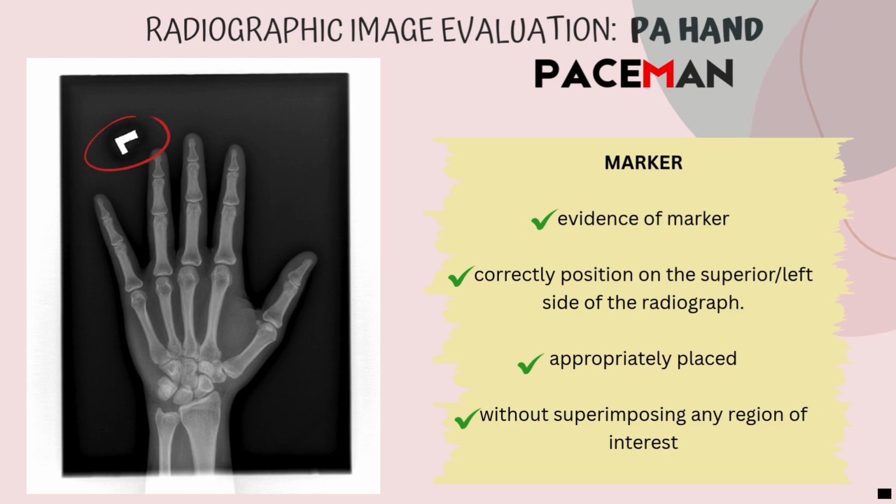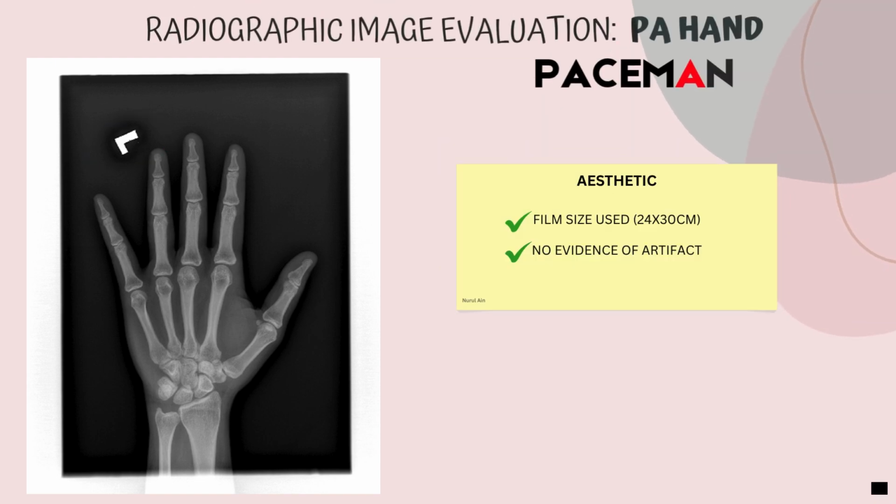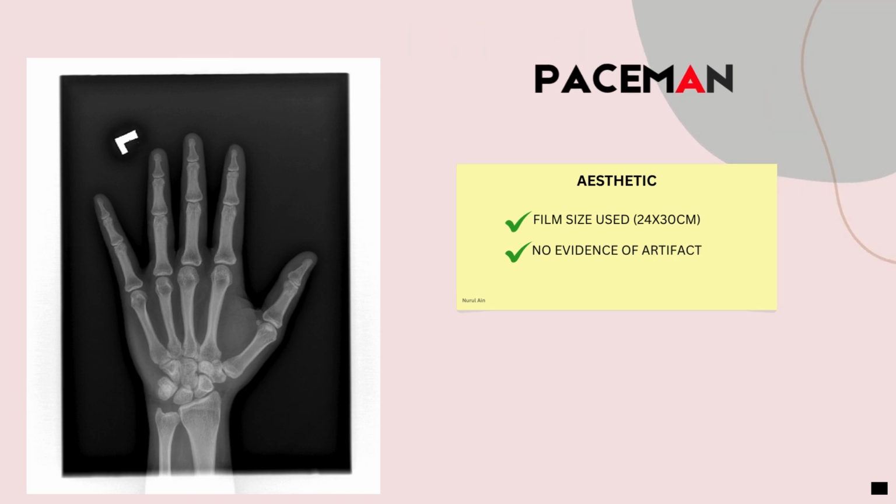Next criteria is anatomical marker. There is evidence of an anatomical marker shown in the radiograph, correctly placed on the left superior side of the radiograph and placed appropriately without superimposing any region of interest. Next criteria is aesthetic. The film size used is correct, which is the size of 24 times 30 centimeters, which is sufficient to demonstrate all the structures of interest. There is no evidence of artifact on the radiograph.